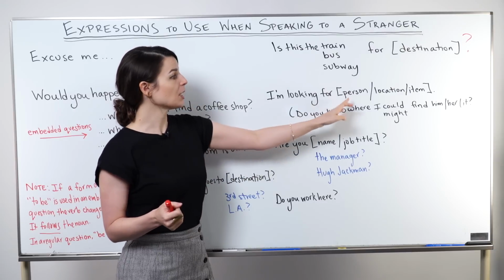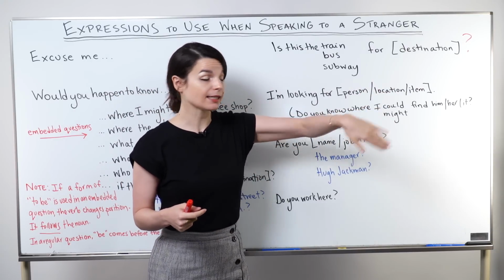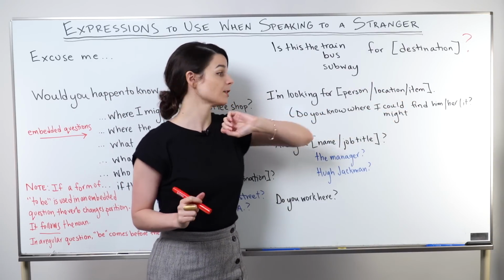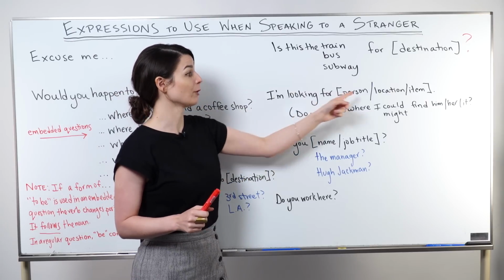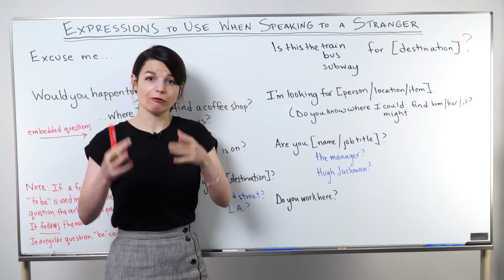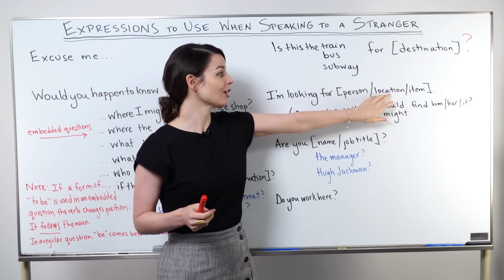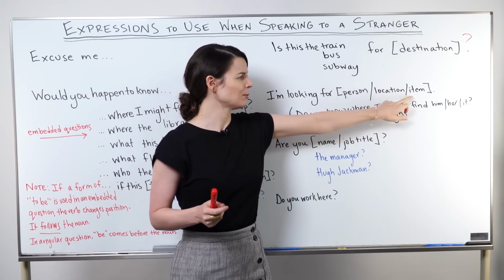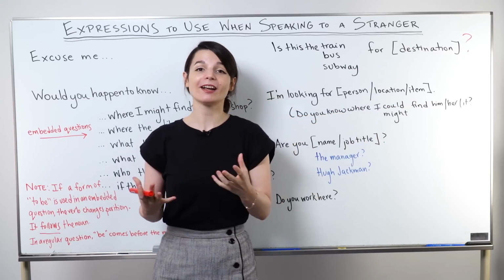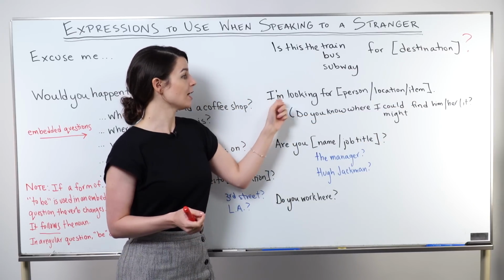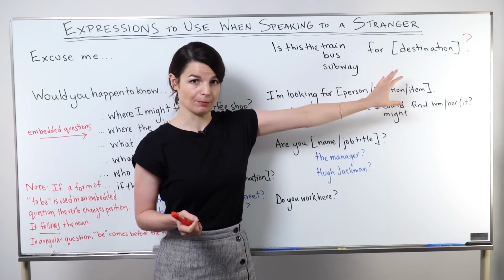So you can use people, you can use specific places, or you can use objects in this pattern. I'm looking for the manager, or I'm looking for this person, or I'm looking for the restroom, or I'm looking for the break room, or I'm looking for a pen, or whatever it is you need, you can use I'm looking for something.